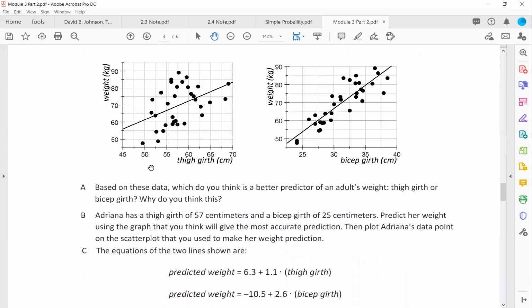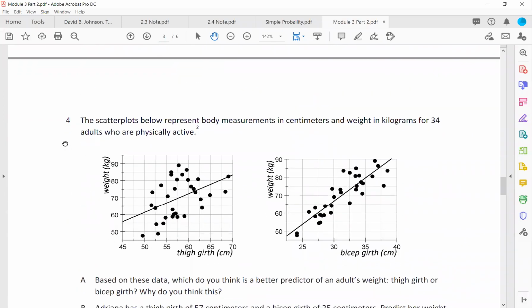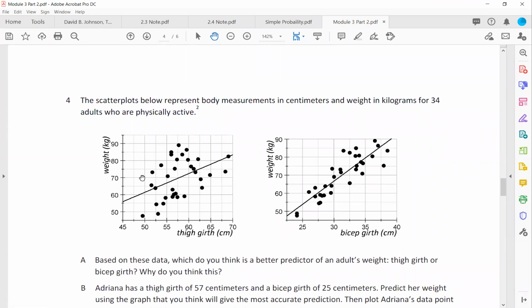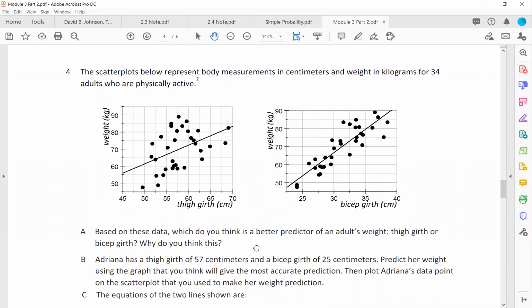Very well. So our next stop: the scatter plot below represents body measurements in centimeters and weight in kilograms for 34 adults who are physically active. The first one is thigh girth and the weight, and the other one is bicep girth and the weight. Based on these data, which do you think is a better predictor of an adult's weight, thigh girth or the bicep girth? Why do you think this is the best predictor?